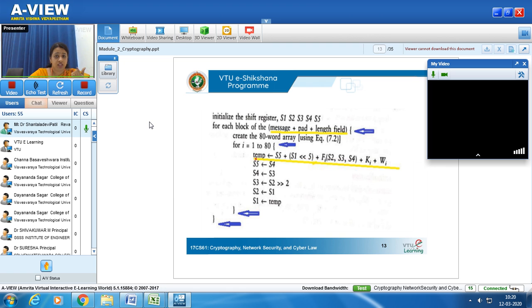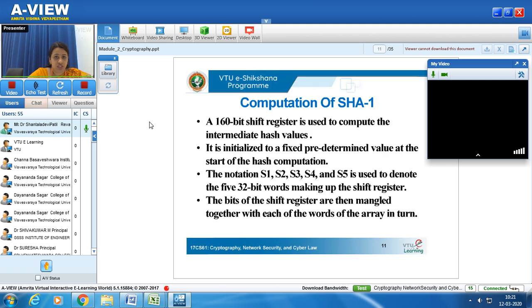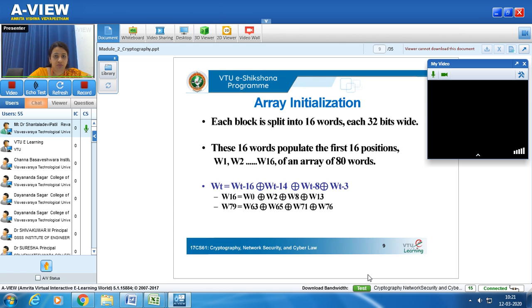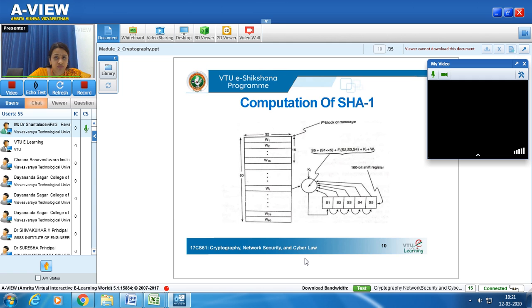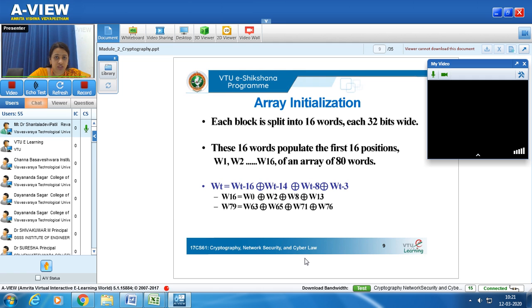We have already discussed why we need padding and why the input has to be in multiples of 512-bit blocks. Now, create an 80-word array. We have seen how to create that 80-word array using the equation W. Let's just get back to this. We have to create this entire array using this particular method of array initialization. So the first 16 words we directly get from the initialization vector. Subsequent words we need to calculate.